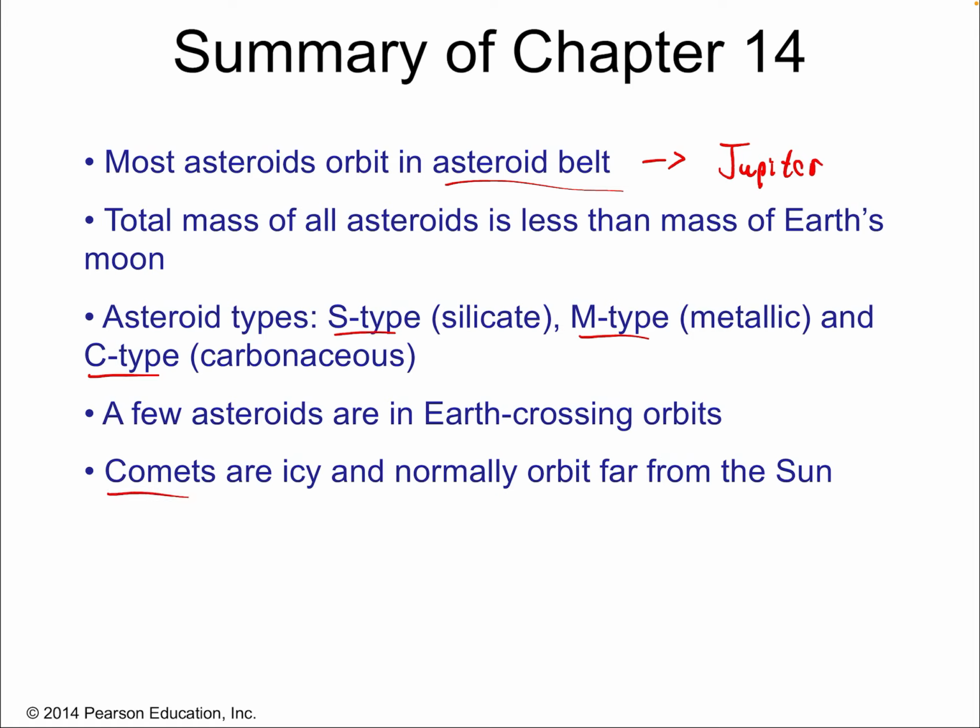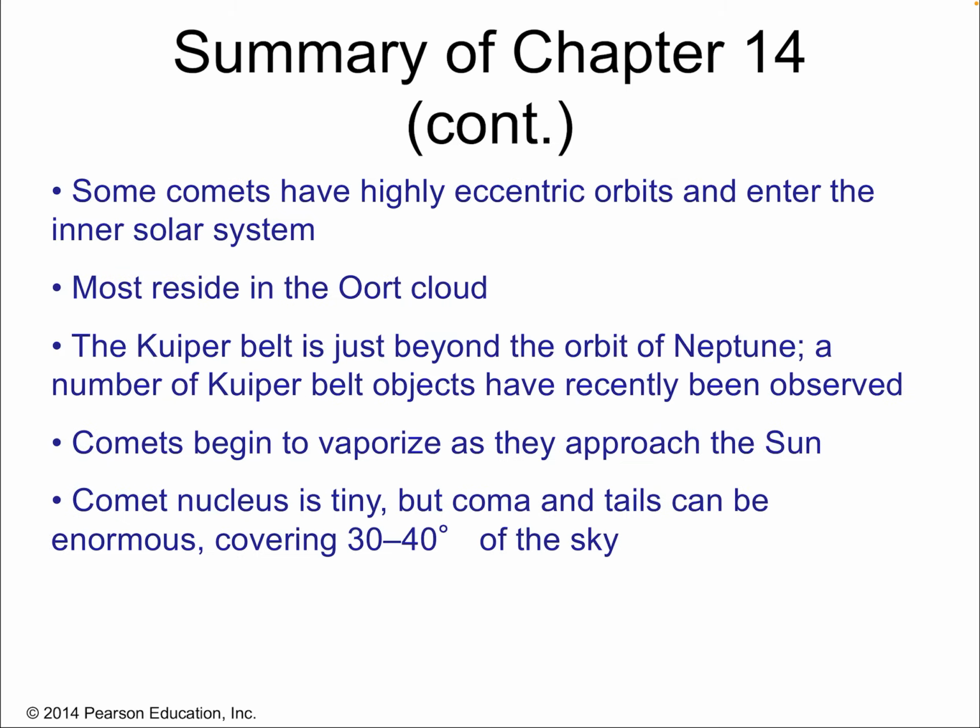On the other hand, comets are icy and normally orbit far from the sun, right? Most of the ones that we track come from the Kuiper belt. Some comets have highly eccentric orbits and enter the inner solar system. Other ones always stay out of the inner solar system. In fact, most do. The vast majority of comets reside in the Oort cloud and stay there all the time, for hundreds of millions and billions of years. The Kuiper belt is just beyond the orbit of Neptune. A number of Kuiper belt objects have recently been observed, right? That's definitely an ongoing part of astronomy, finding new Kuiper belt objects. So many fascinating discoveries are being made out there.